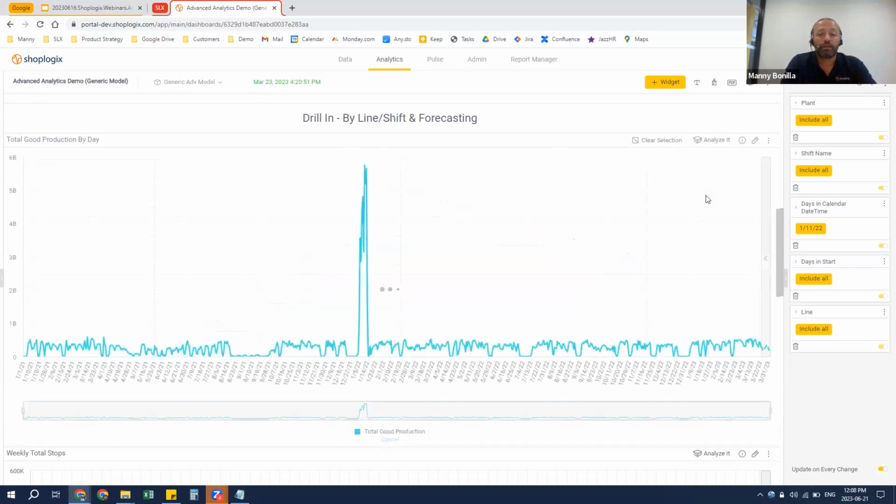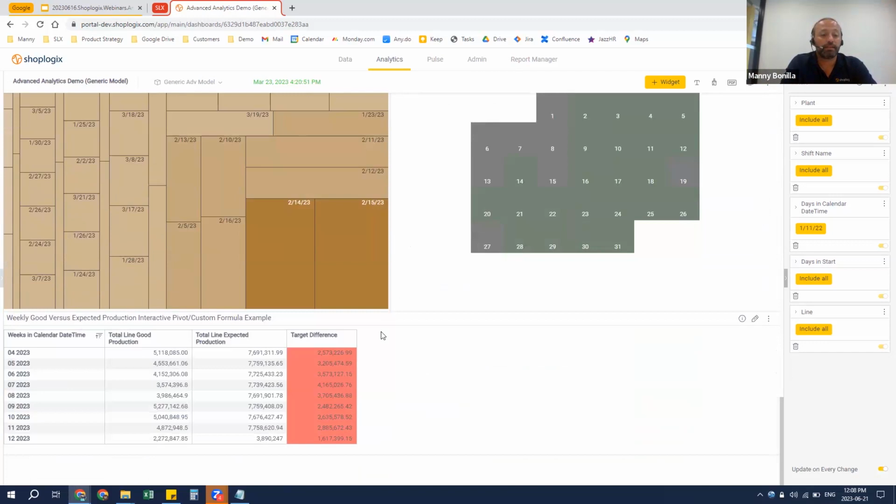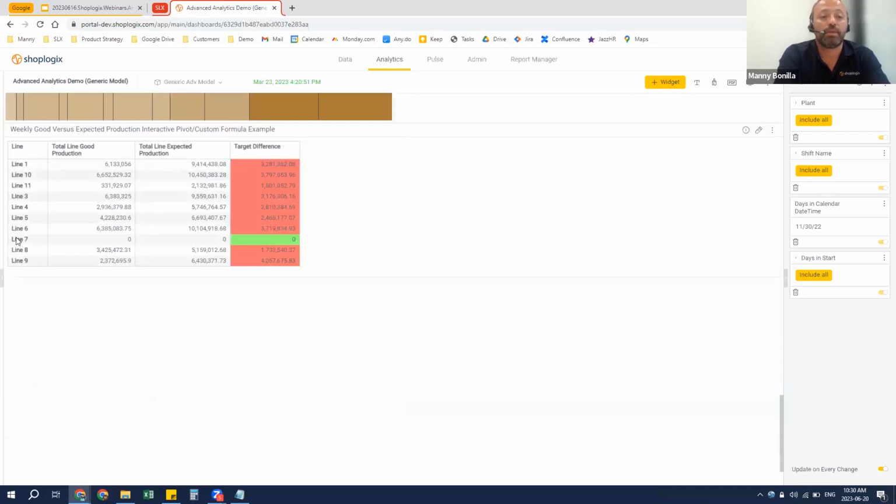So the final example I will take us to next is what we call interactive pivot. So this is an advanced pivot table where after a designer has created the pivot table and deployed it to their staff, the ability to have a more interactive pivot is available. So if I'm looking at this pivot and I want to, let's say, remove weeks and just focus on my line production and differentials.